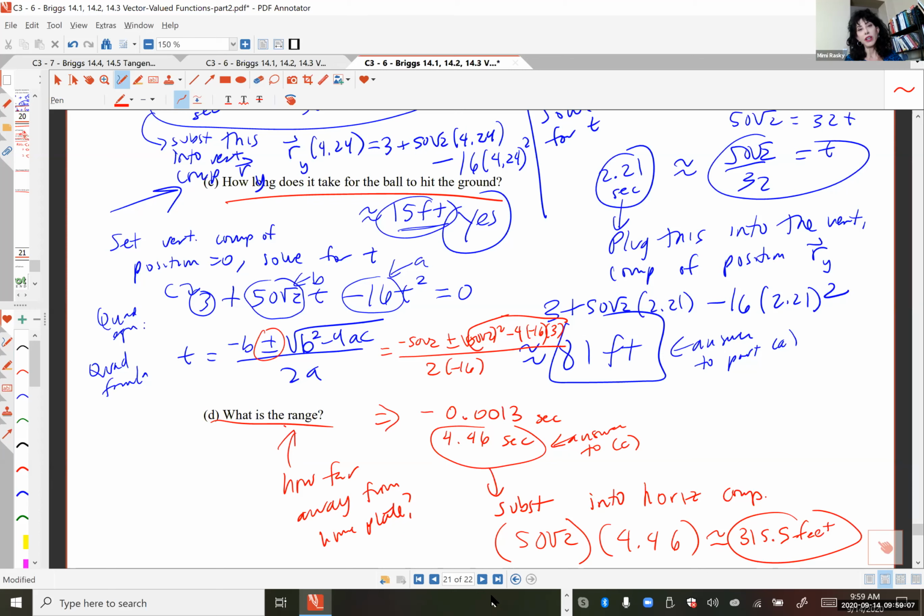And yes, you're going to have one of these problems. Don't even ask. On the midterm, from top to bottom, know how to do all of this. Find the vector valued function, find the max height, do all this stuff, okay?